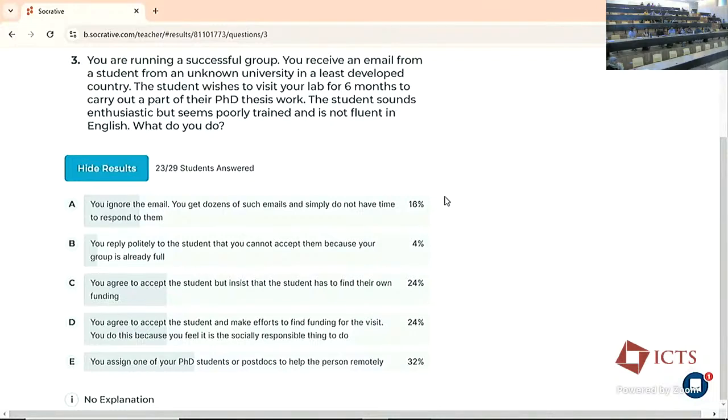So again, we have all the options at least. 30%: you assign one of your PhD students or postdoc to help the person remotely. So some people want to select the student and some don't want to select. Does anyone of you want to share your thoughts and which option did you select?